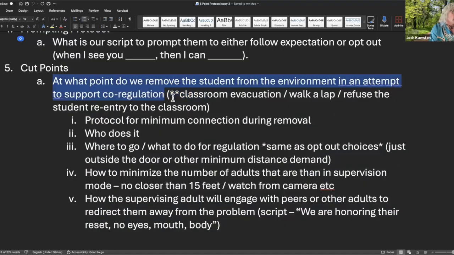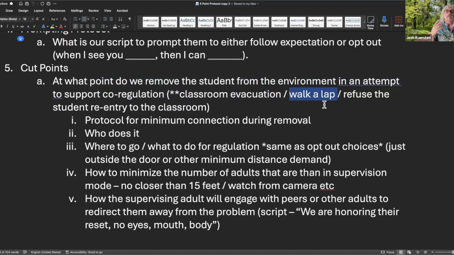This could be complex or simple. Sometimes you can just take a kid by the hand and go, okay, it's time to go outside and take your break or take your walk or whatever that is. If they're fighters or they drop to the ground or they don't want to move, then you're going to use a different skill set. This could be a version of classroom evacuation. What I like to do lately is we'll take the whole class out and we'll do a walk a lap.